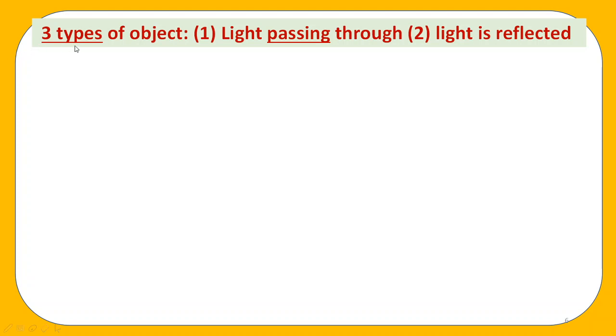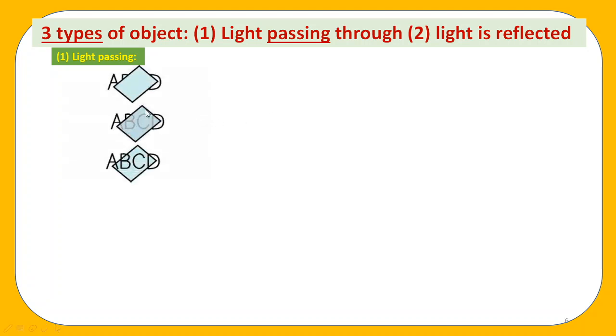Now we look into 3 types of objects. Check whether the light can pass through or is blocked, or light is reflected from the object. Now we're using 3 sheets of paper to cover the words called A, B, C, D. So first one, you can see light cannot pass through. It means it is an opaque object.